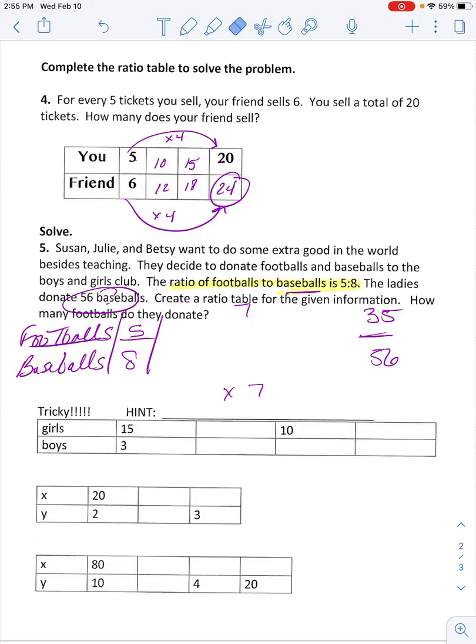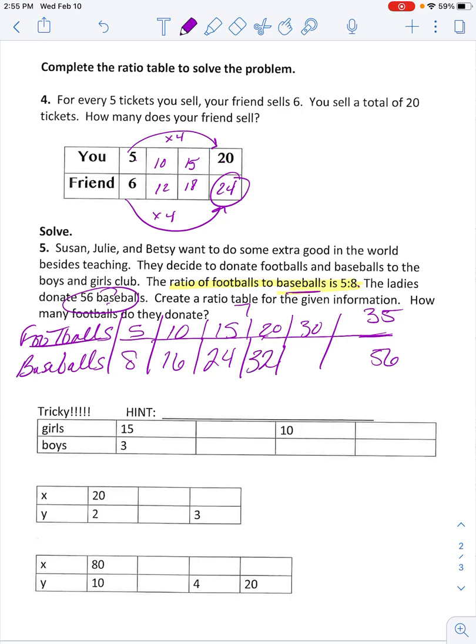35. Now, if you can't do that in your head quite yet, for every 5 footballs, so we're counting by 5s. Okay, 8 baseballs are donated. So then you're counting by 8s down here. 8, 16, 24, 32, 40, 48, then 56. I don't quite have my line right.